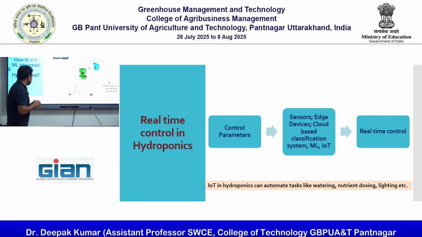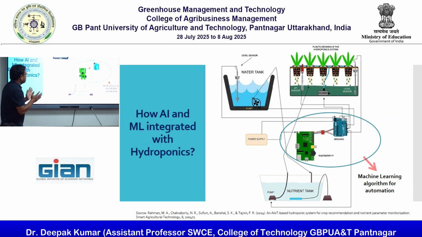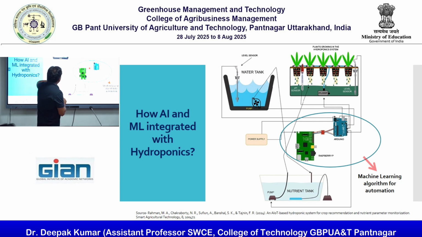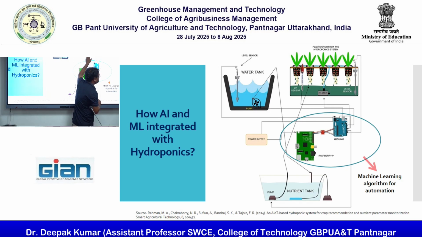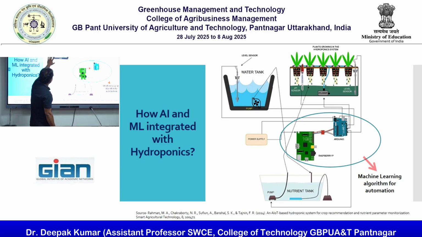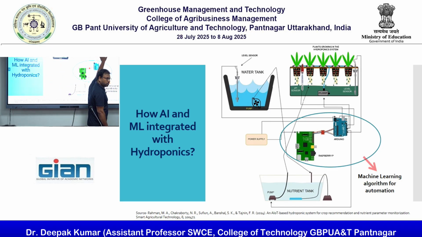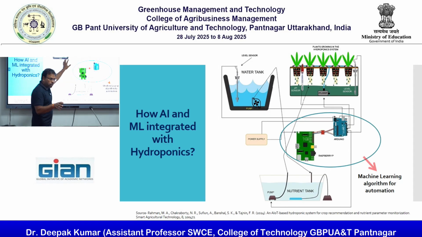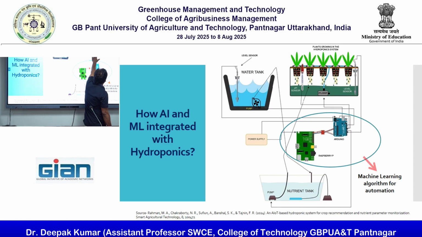Okay. So, this is one of the simple examples which correlates hydroponics with AI, artificial intelligence. What are we seeing in the picture? We have a hydroponic system here. And what is this? Water tank. From the water tank, we have to take water and supply it here, isn't it? So, this is the movement of water and nutrition. From here, we can control the movement of water and nutrition.